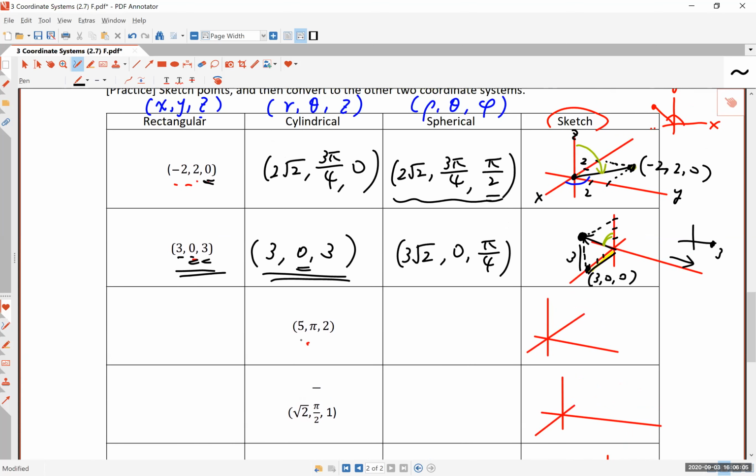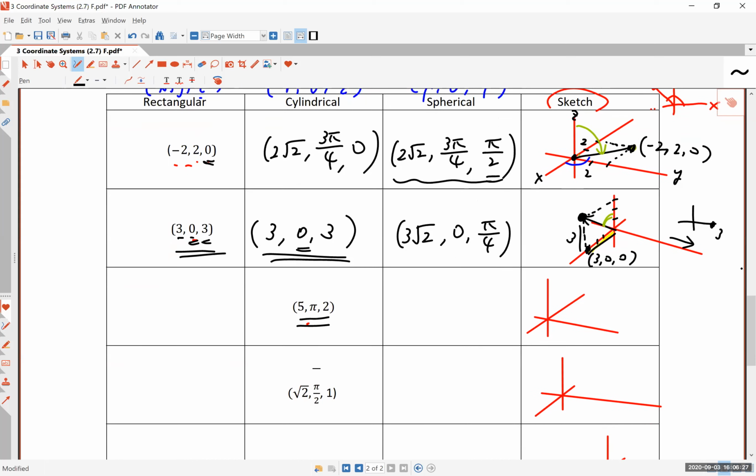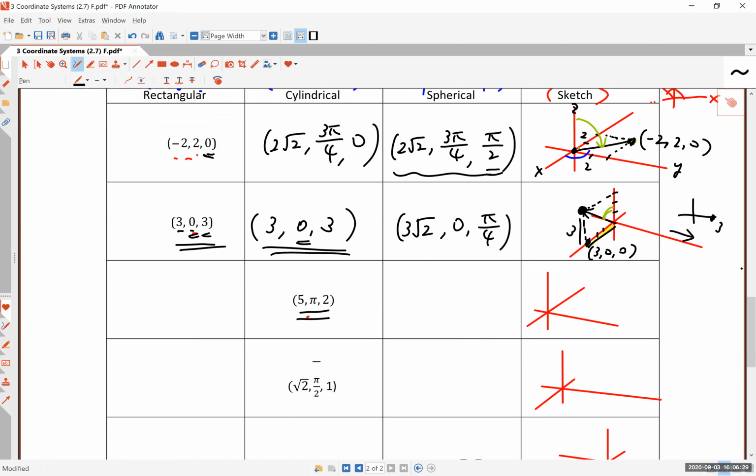This time, for the next 2 questions, I'm giving you the cylindrical coordinates, and now we convert to rectangular and spherical coordinate systems. It's usually easier for you to understand these in terms of the rectangular coordinate system, and then go to the other one, which is the spherical system. Okay, so the cylindrical system gives you (5, pi, 2).